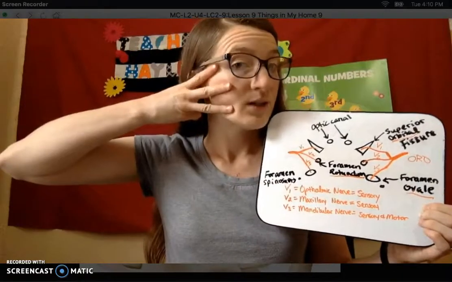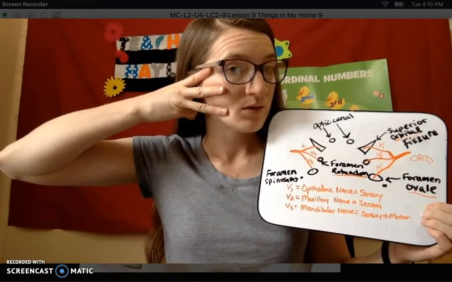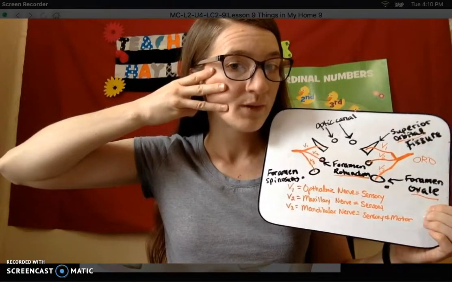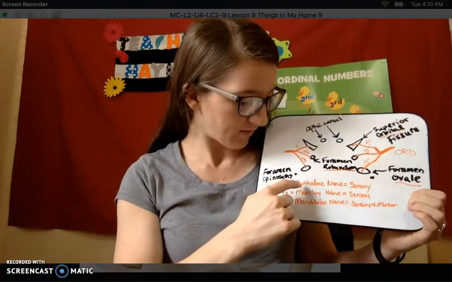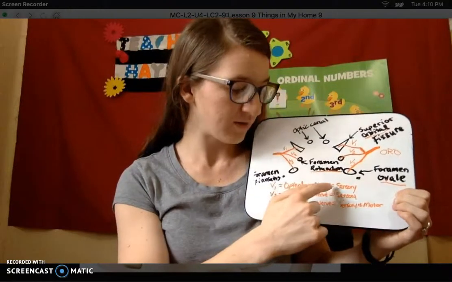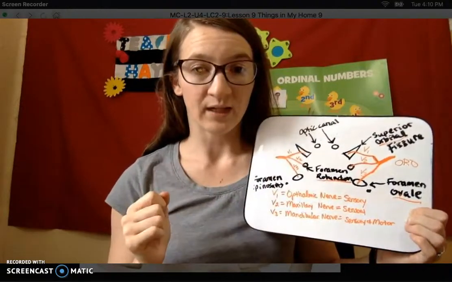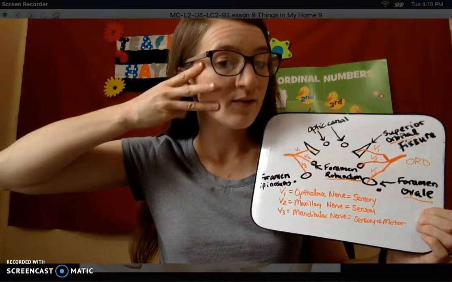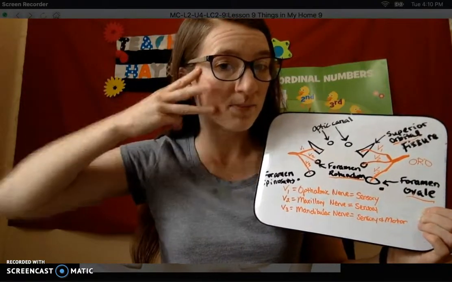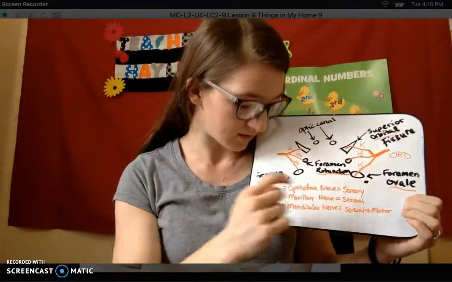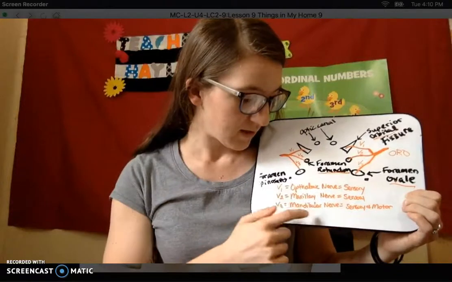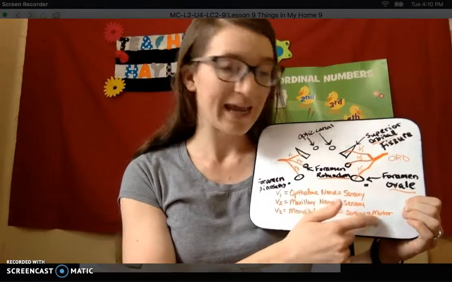So there's 3 branches, right? It's trigeminal, so tri meaning 3. And we have the top one, which is the ophthalmic nerve, and it's sensory only. Then we have the V2, the second one, which is the maxillary nerve, and it's also sensory. And then we have the V3, the mandibular nerve, and it's sensory and motor.